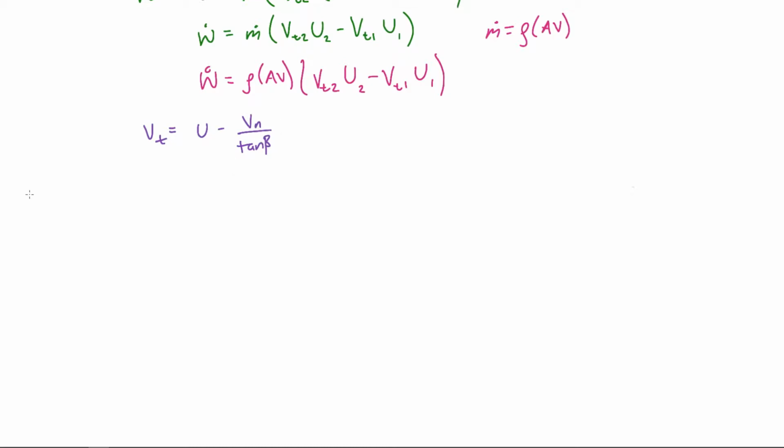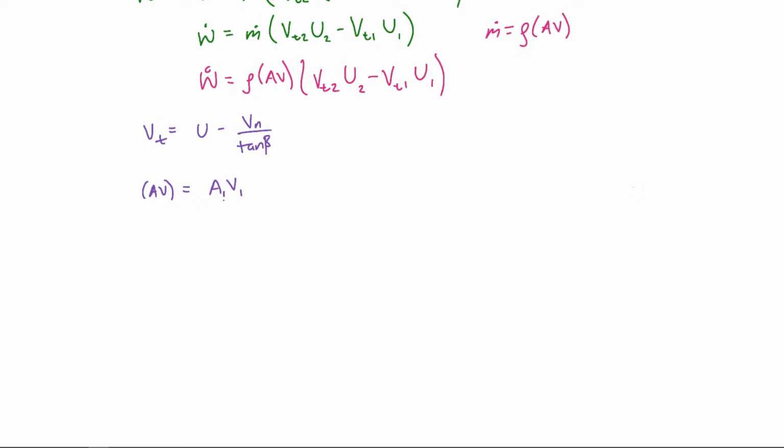To define V normal, we just have to understand what the volumetric flow rate is. So the volumetric flow rate, which is AV, is equal to the volumetric flow rate of the inlet, which is A1 times V1. So this is the volumetric flow rate going through the pump, which is constant. It is equal to the volumetric flow rate going inside the pump or the impeller.